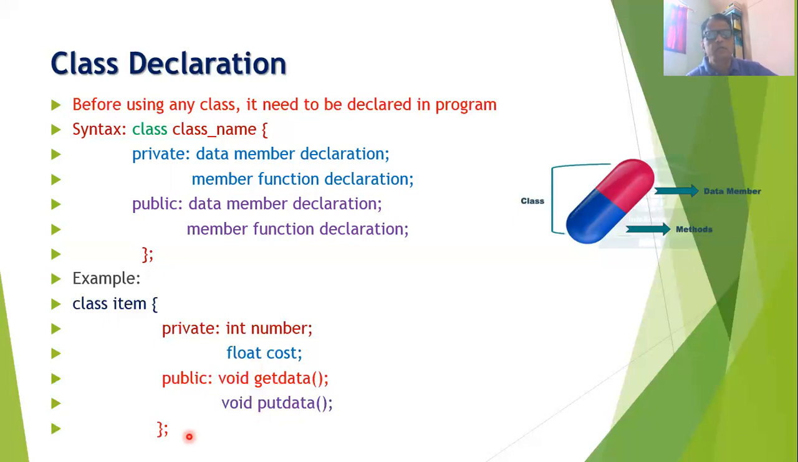And finally, I close the class and put a semicolon. So this is the way for declaration of the class. Basically, any class can be thought of as a capsule which consists of different data members, and these data members can be accessed either only inside the class or outside the class. It also has certain methods or functions, and even those functions can be accessed either only inside the class or outside the class.